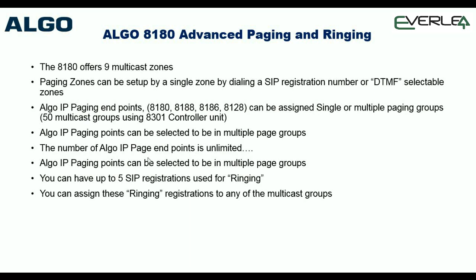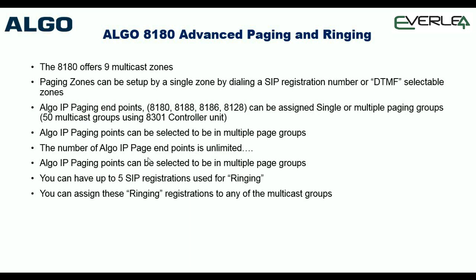The IP paging points, I haven't picked on the 8180 particularly in this area, can be in multiple paging groups, e.g. so you can have a unit in paging group 3, 5, and 6. Okay, so you just tick those options in the unit, and then that unit's across that group, no problems. The number of Algo paging endpoints is unlimited.